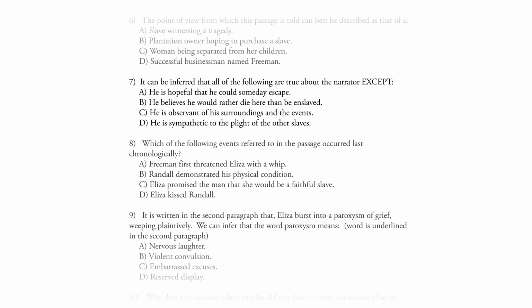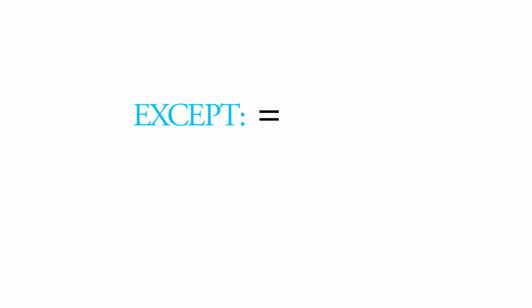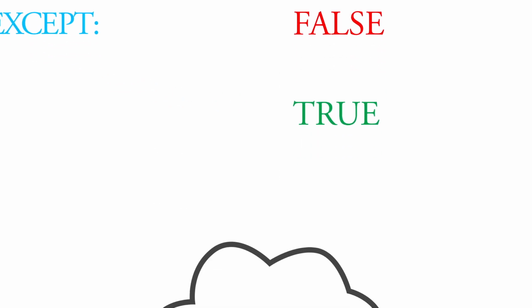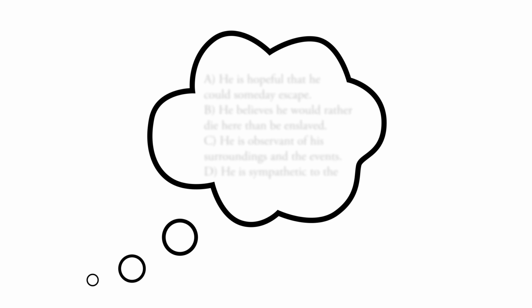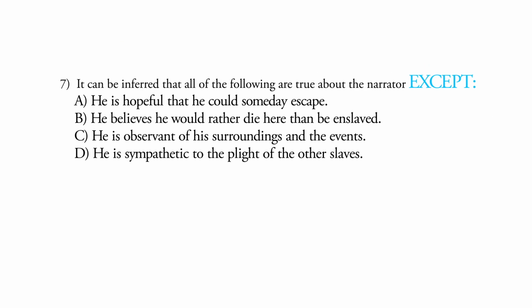Let's start with number 7. It can be inferred that all of the following are true about the narrator, except. Well, the except means that we are selecting the answer that is false, and all the other answers will be true. Do you see how there's no way you could have formed the answer in your own words first? You must look through the answer choices first.